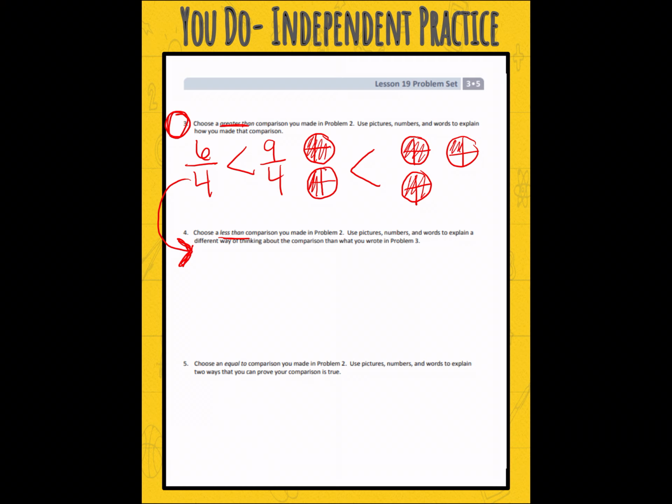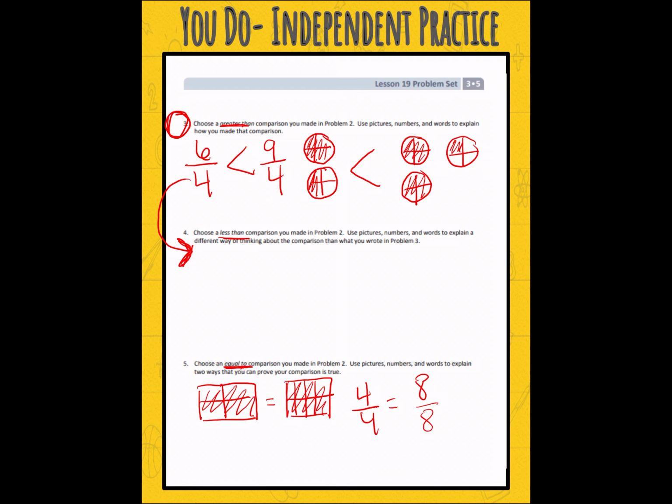And number 5, choose an equal to comparison you made in problem 2. Use pictures, numbers, and words to explain 2 ways your comparison is true. So for example, if I had, let's see, 4/4 is equal to 8/8, I could draw this picture to show. Right? It's the same size, the same whole, but they're just split into a different amount of parts, right? So I want you to do the same thing. Just look back at your work from the first page and explain those comparisons.